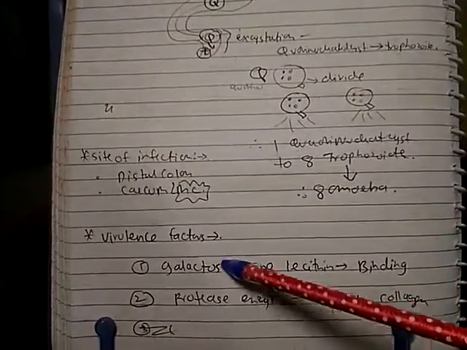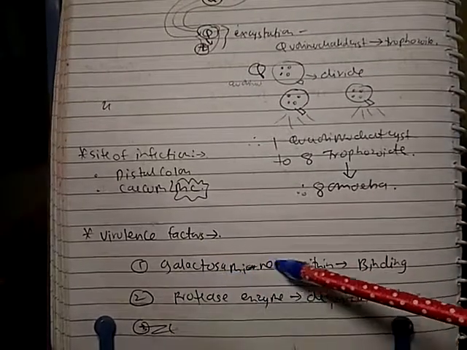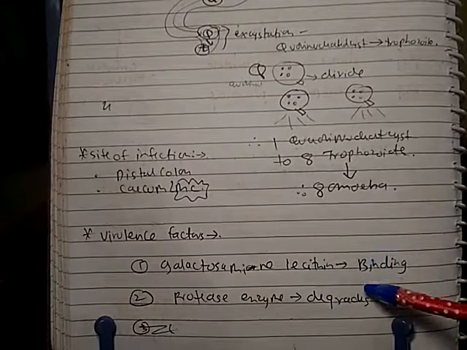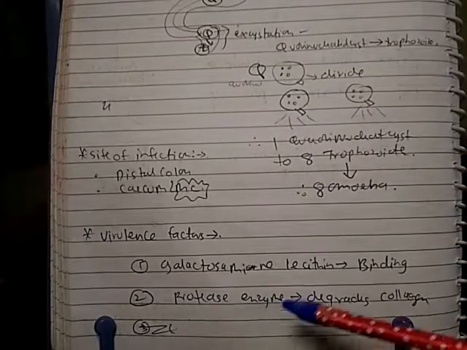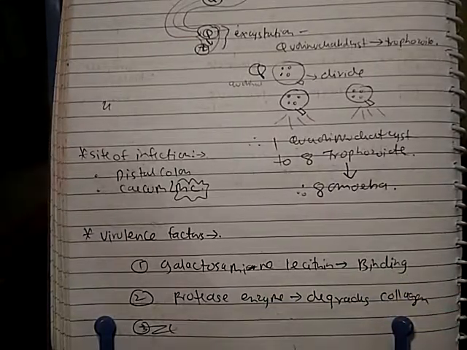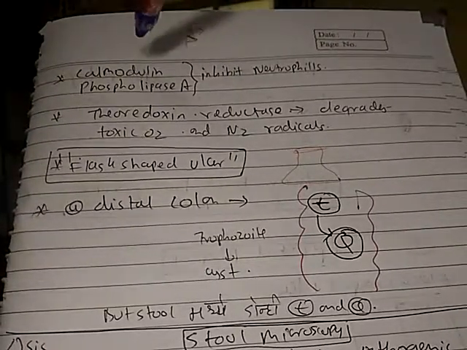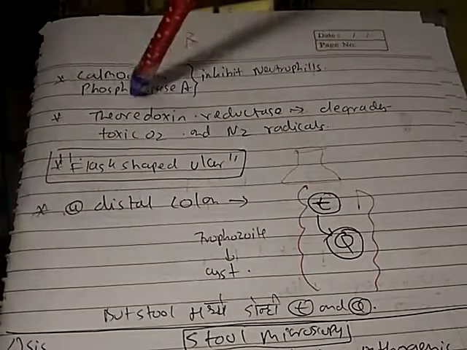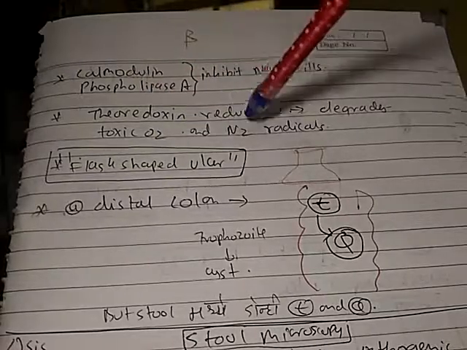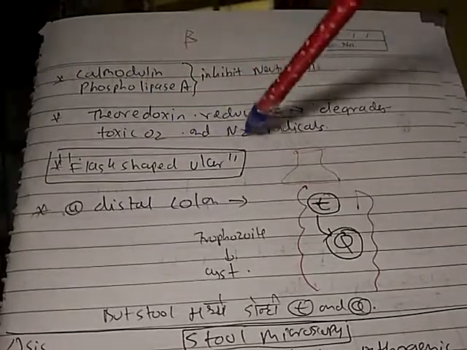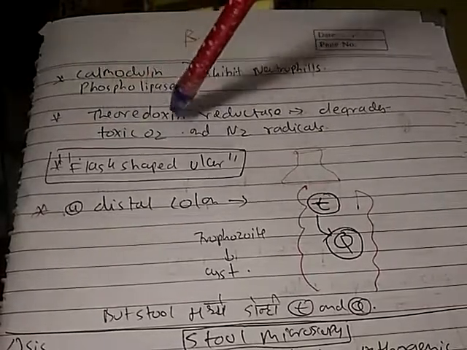Then we have virulence factors. Virulence factors of this Entamoeba histolytica are galactosamine lectin, which causes binding, then protease enzyme, which degrades collagen. Then other virulence factors are calmodulin and phospholipase A, which inhibit neutrophils. Thioredoxin reductase, which degrades toxic O2 and N2 radicals. So calmodulin, phospholipase A, and thioredoxins.